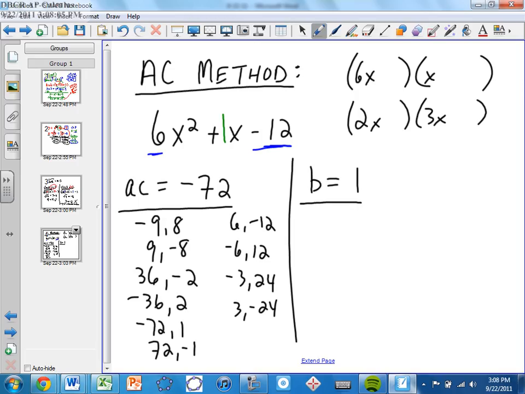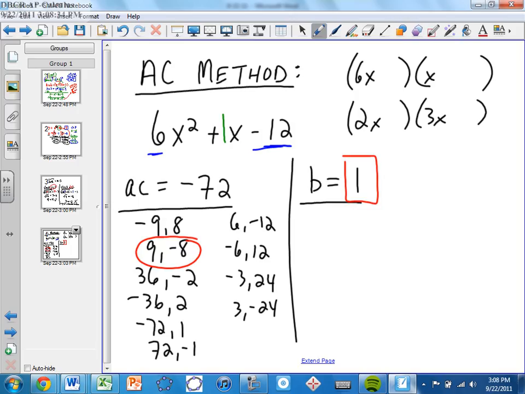Which one adds up to give you 1? 9 and negative 8. Out of all of these values, this is the only thing that adds up to give me the B value of 1 that I need. Again, 9 plus negative 8 is the only thing that gives me this 1 over here. All the rest of these do not add up to 1.